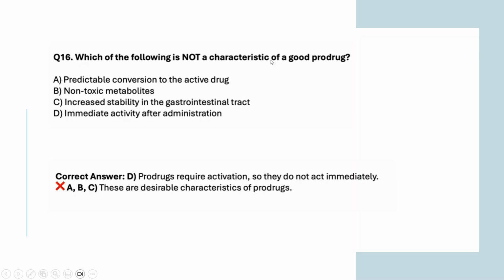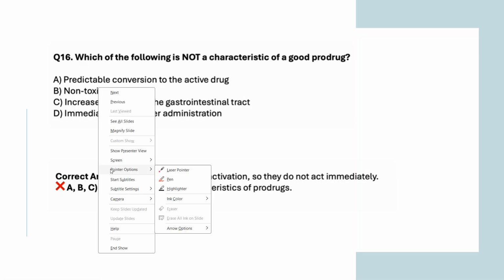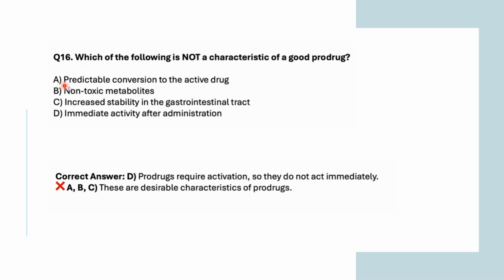Option A is saying predictable conversion to the active drug. Yes, that is a characteristic of a prodrug. It can convert into the active drug because it is biologically inactive when you are taking it. Next is non-toxic metabolites. Yes, it is also a characteristic of a good prodrug that it doesn't contain any toxic metabolites. It should have non-toxic metabolites.